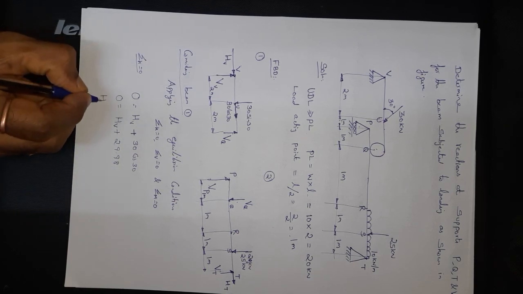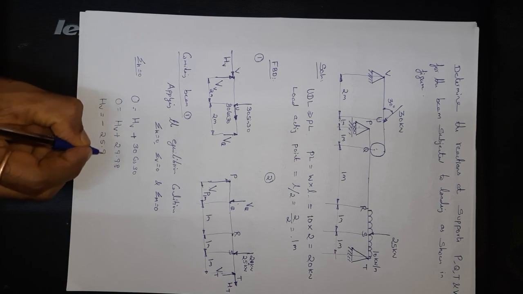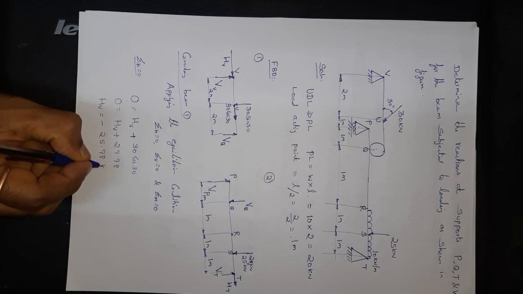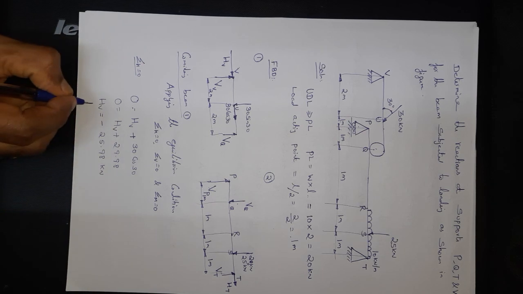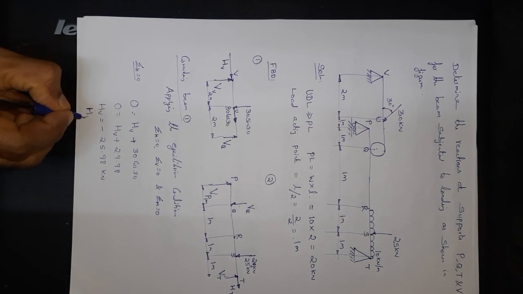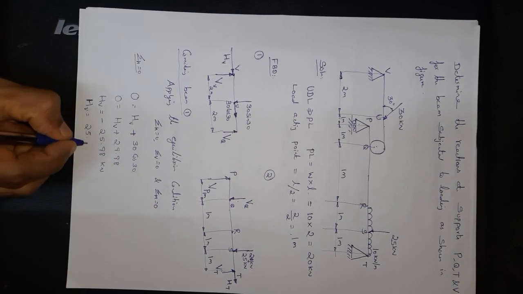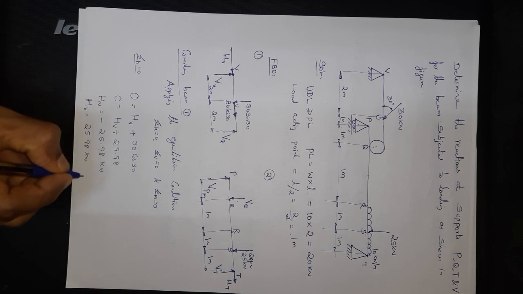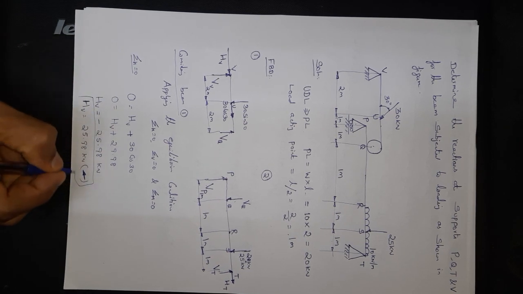So this can be written as HV equal to minus 25.98 kilonewton. Since the value is negative, it can be rewritten as HV equal to 25.98 kilonewton in the negative direction. The arrow, you have to specify it. So HV has been arrived here.